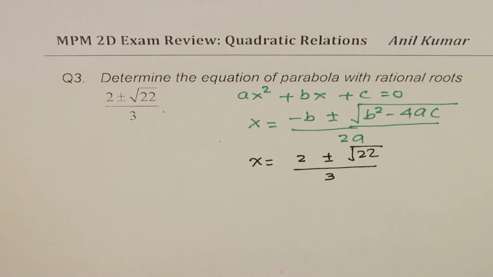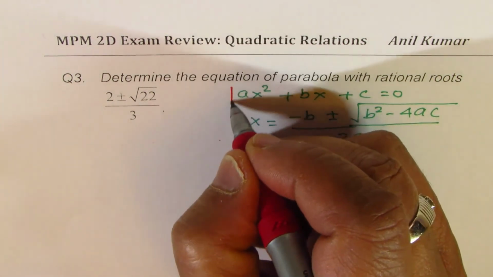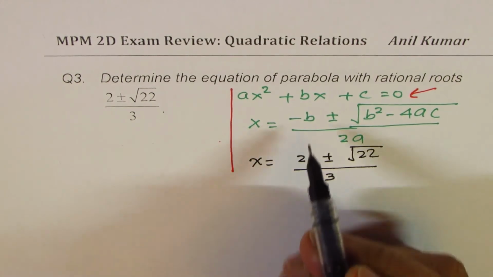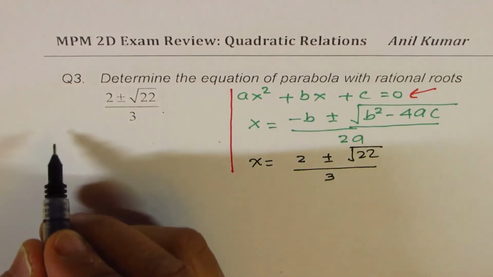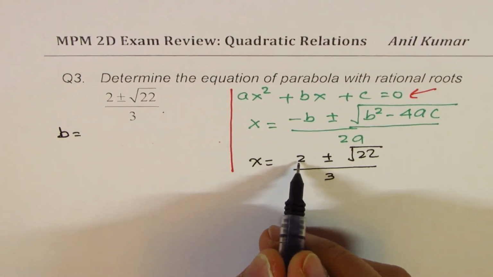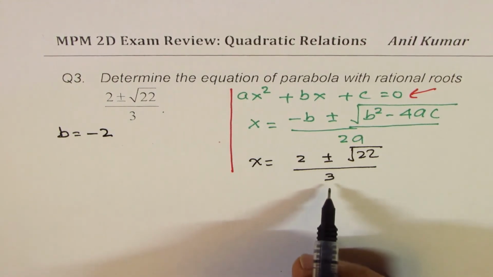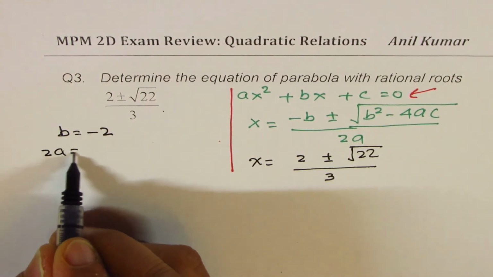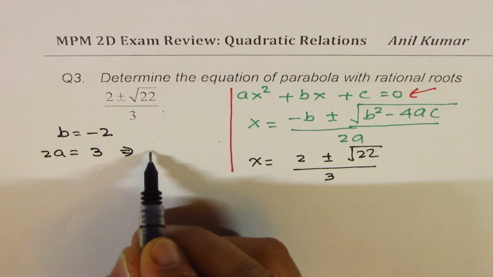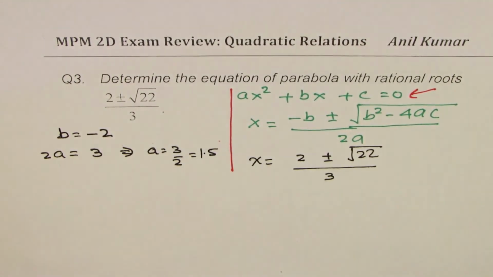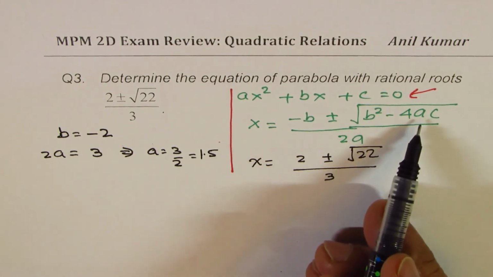So this is a strategy which I am going to adopt to really find the equation, which is right there, right? So we're going to find this equation. How? See. So if you compare, you get b is equal to minus 2, right? Since minus b is 2, b should be minus 2. Okay. What is a equal to? We know 2a equals 3, and that gives you that a equals 3 by 2, right? Which is 1.5.